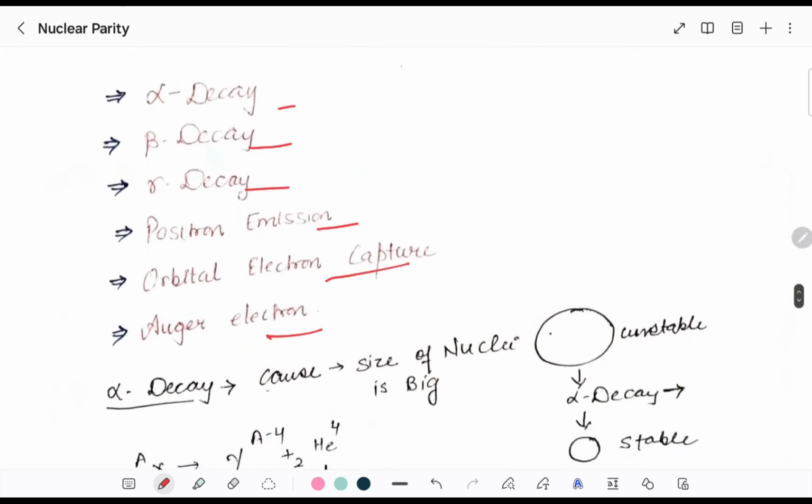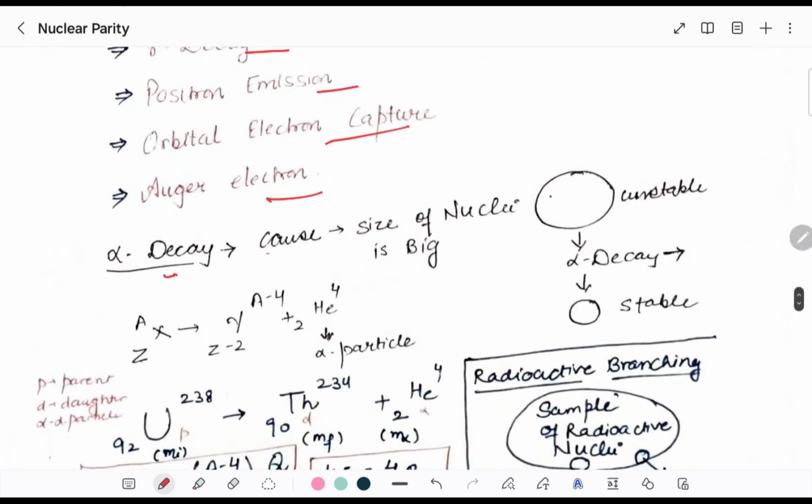First of all, we will study alpha decay. Why does alpha decay occur? Alpha decay occurs because the size of the nucleus is very big. When the size of the nucleus increases, the protons and neutrons become so high in number that the protons start repelling each other, and the nucleus becomes so unstable that it undergoes decay. It emits a helium particle, and this process is known as alpha decay because the helium particle is known as an alpha particle. So it becomes a smaller nucleus and becomes stable. This is alpha decay.